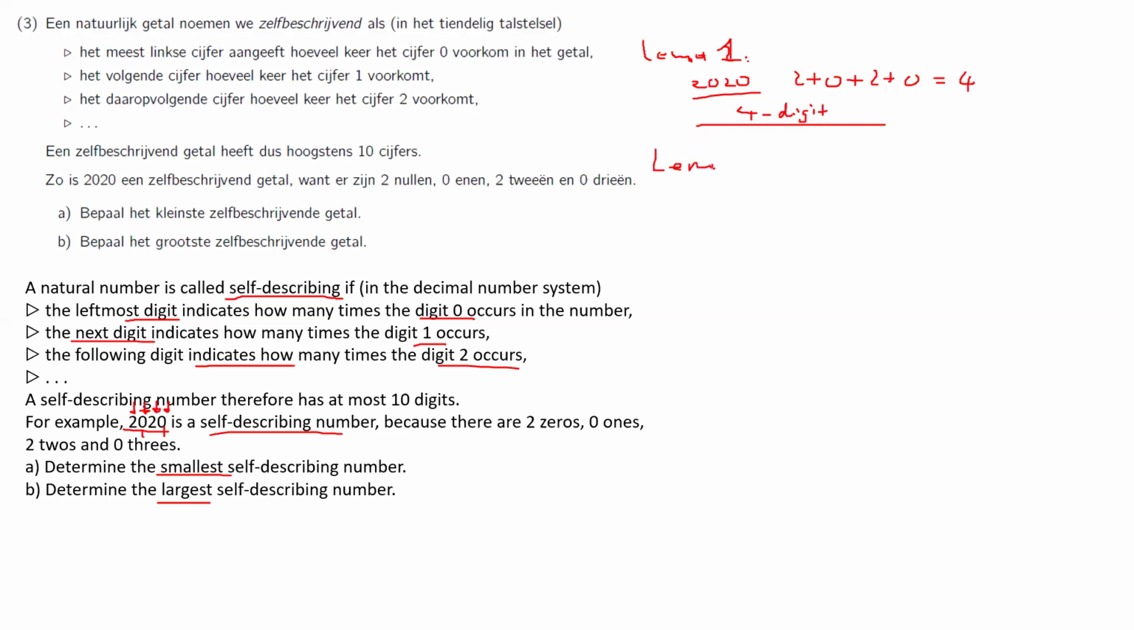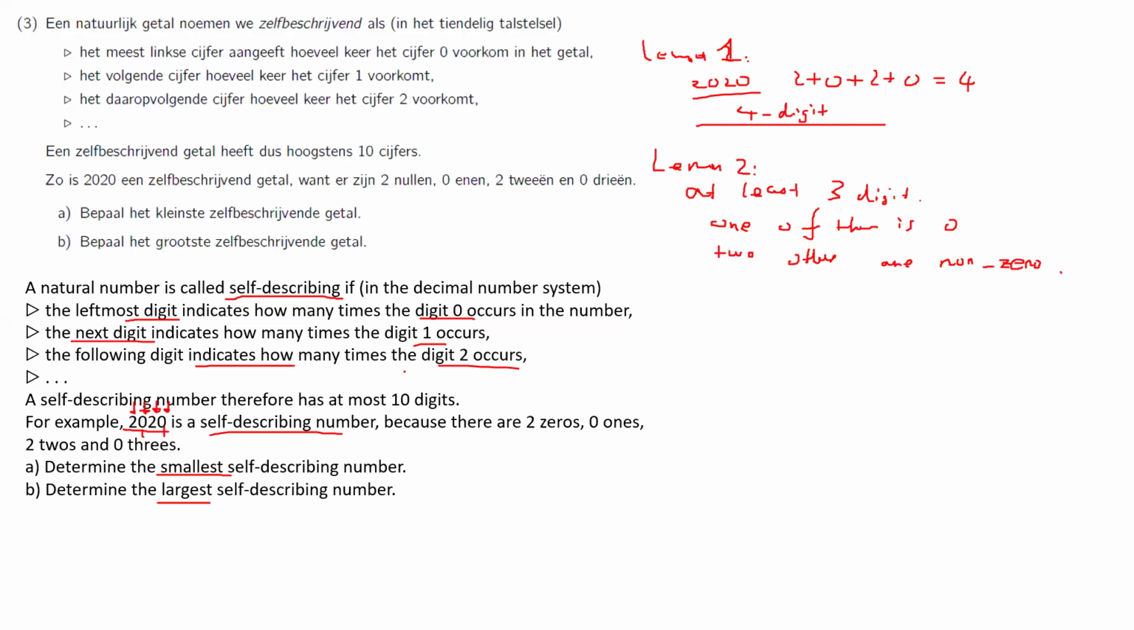Lemma 2: we claim that a self-describing number consists of at least 3 digits, and one of them is 0, and the two others are non-zero numbers. So that's our claim, and we have to prove it.